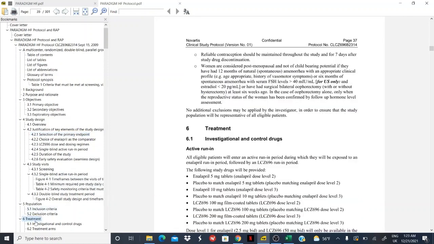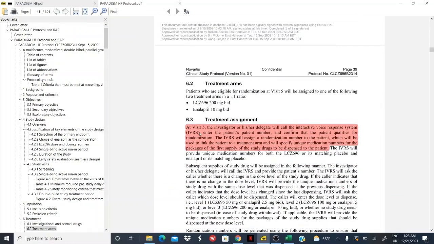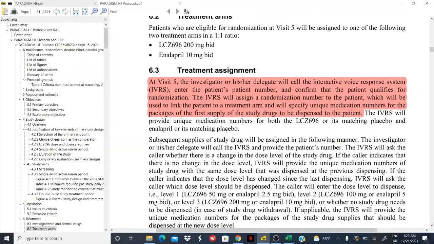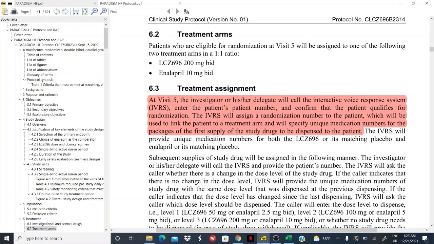In section number 6, this one right here, the treatment, they should have a section on how they randomize or how they assign patients to their treatment arms. And this is the relevant bit right here. Patients are randomized to one of the two treatments at visit number 5, not visit number 1.